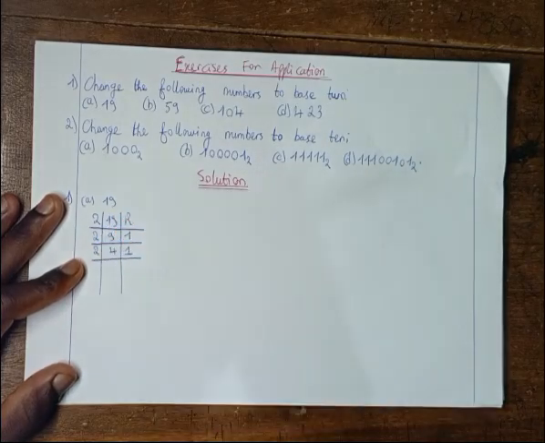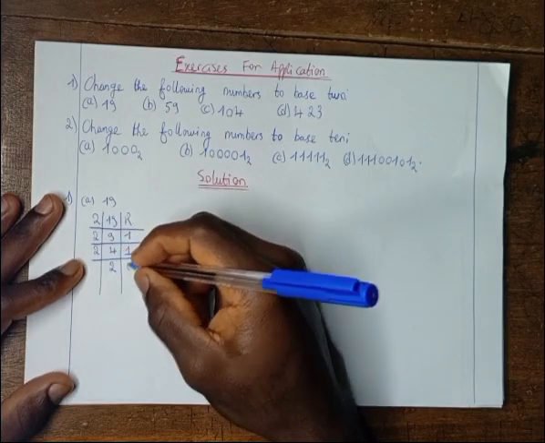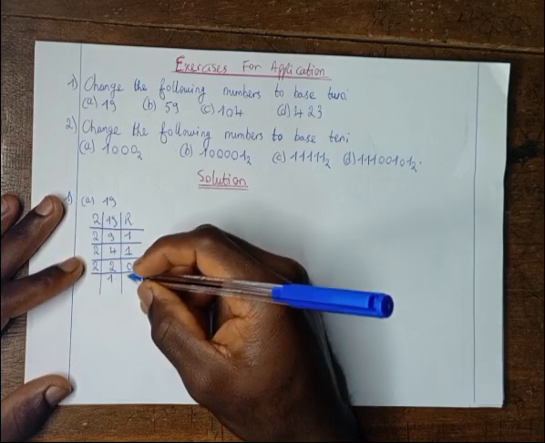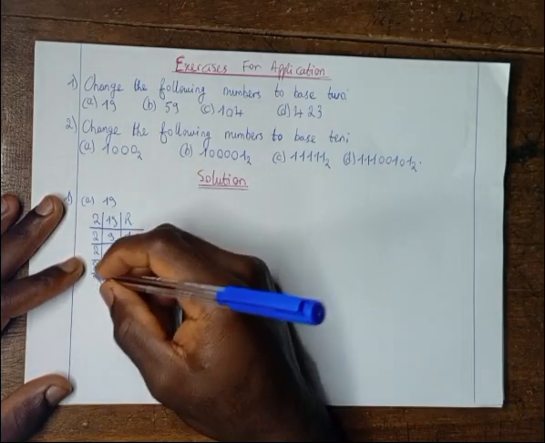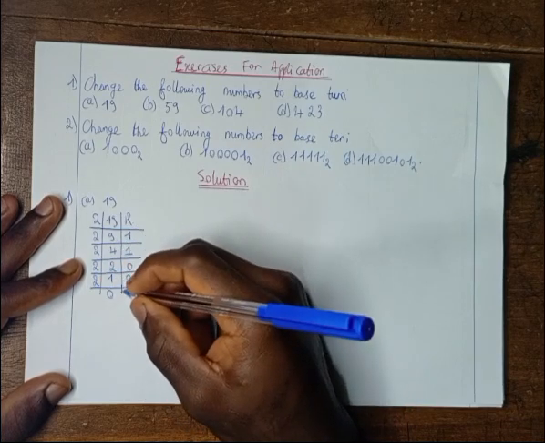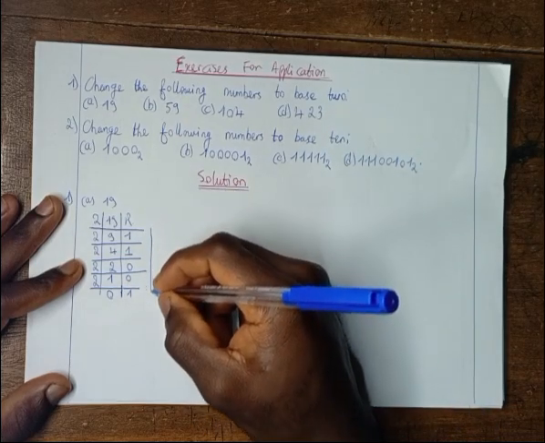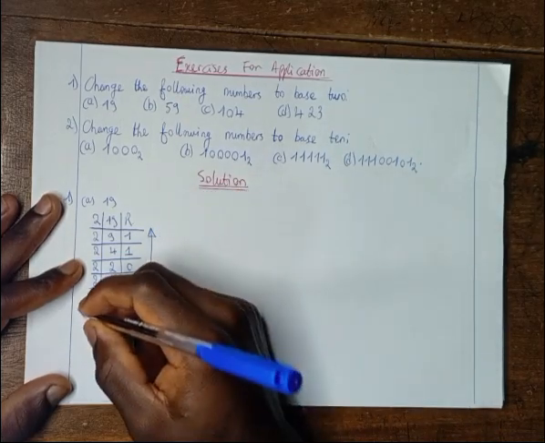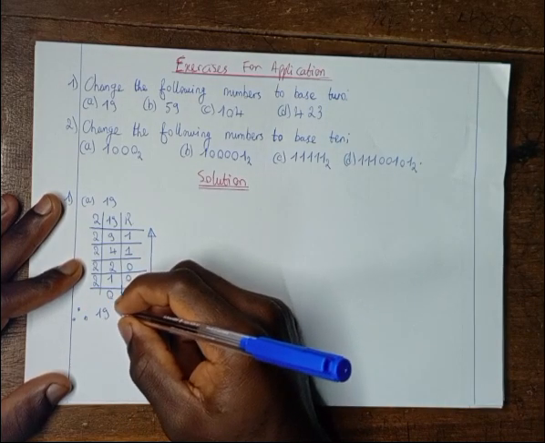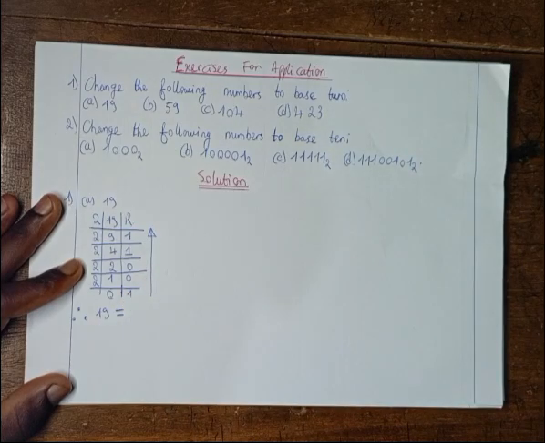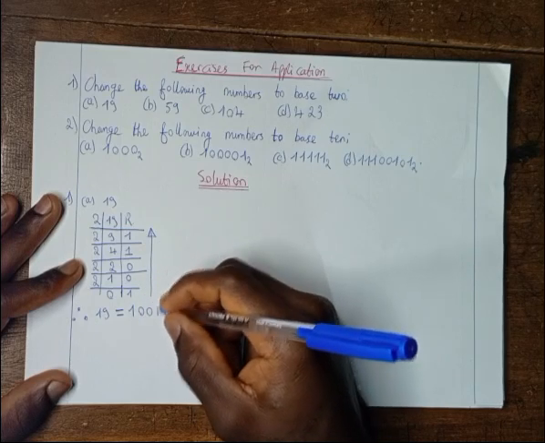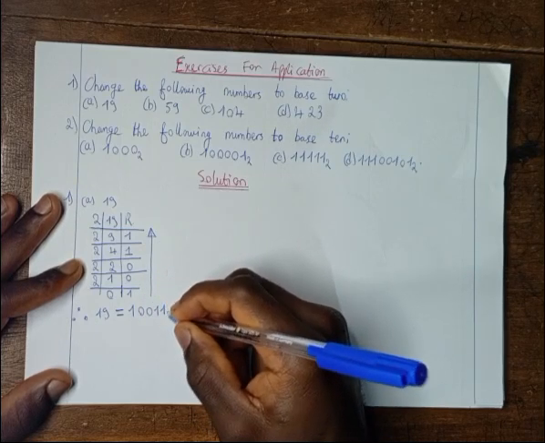Bring down 2. 4 divided by 2 gives us 2, remainder 0. We bring down 2. 2 divided by 2 gives us 1, remainder 0. We bring down 2. 1 divided by 2 gives us 0, remainder 1. Then we copy the remainders from bottom to top. Therefore, 19 in base 2 is simply equal to 1, 0, 0, 1, 1. And we must precise the base 2.